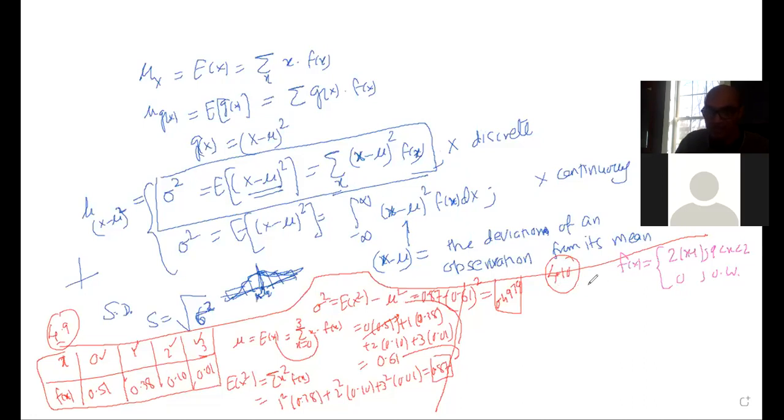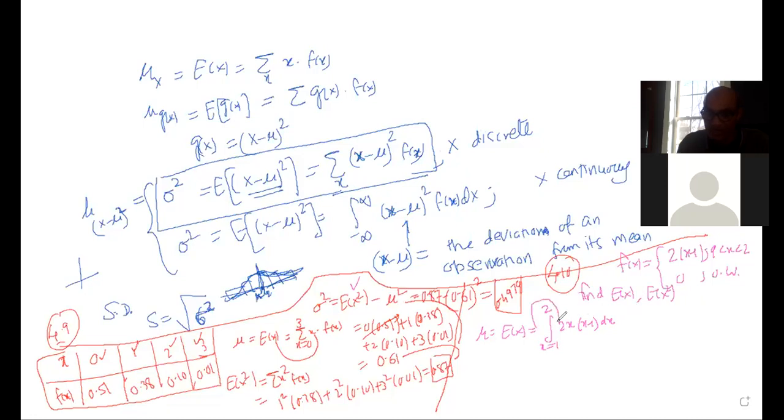We need to find the mean, that means E of x, and the variance, that means sigma square of x, for which we require E of x square. So first of all, we are going to find the mean, E of x. So nu is equal to E of x, which is the integration of x times 2 times (x minus 1) dx, with the range x equal to 1 to 2.